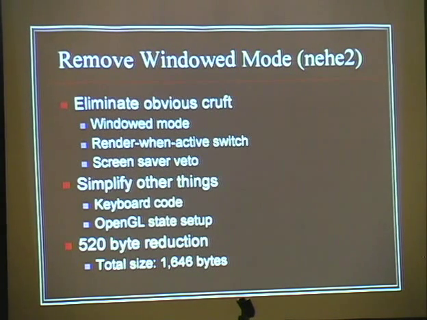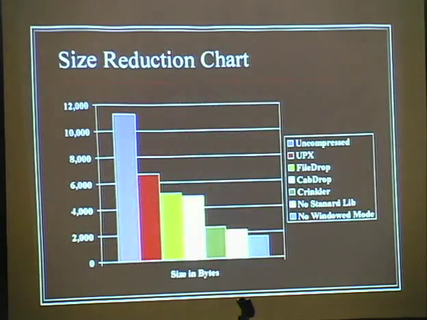OpenGL state setup, he calls a bunch of functions that are purely redundant. Get rid of those. So just by removing obvious stuff, we get a 520 byte reduction. So that takes us down to 1.6K.